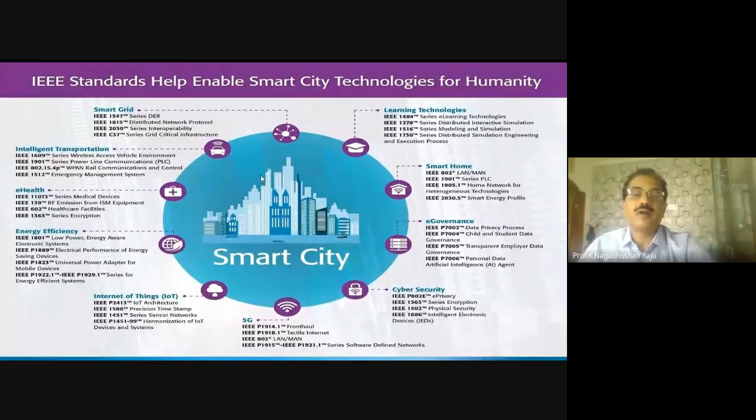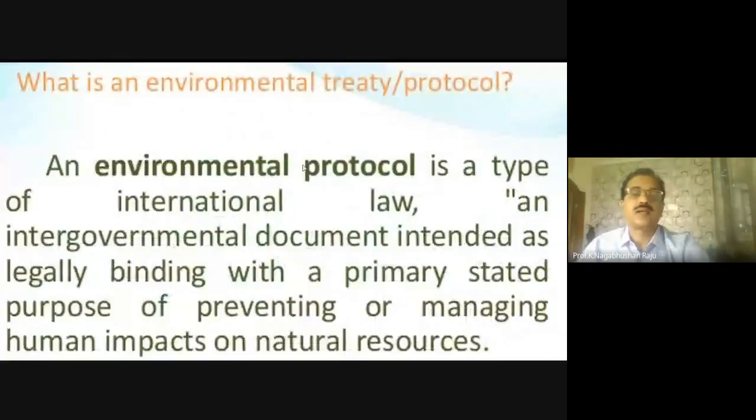And if we really follow all these standards, we will definitely be protecting the planet. Okay, so then in the end, there are also environmental standards, but we call them differently as protocols, although they are rules and regulations. An environmental protocol is a type of international law, an intergovernmental document intended as legally binding, with a primary stated purpose of preventing or managing human impacts on natural resources.